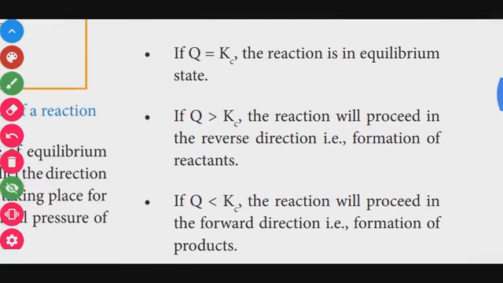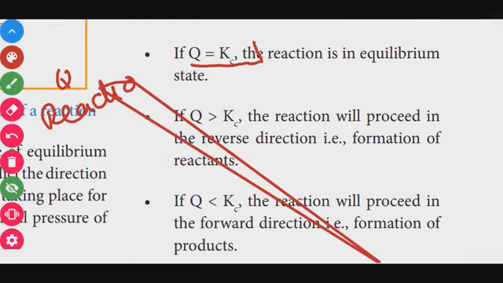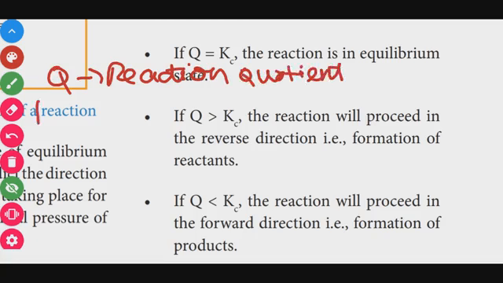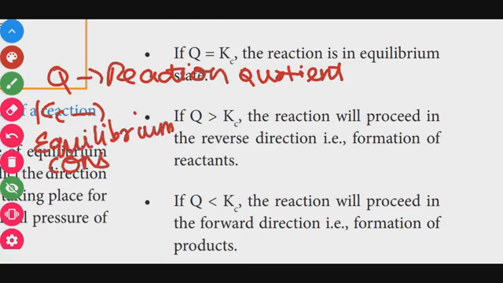Point number 1, if Q equal to Kc. Okay, first point, Q வந்து reaction quotient, and Kc is your equilibrium constant. Okay, so first condition, that is Q it is equal to Kc. So Q and Kc ஈக்குவலாக இருந்தால் உங்களுக்கு reaction equilibriumல இருக்கு, because Q is of course for non-equilibrium state. அப்போ ரெண்டுமே ஈக்குவலாக இருந்தால் it is in equilibrium state.